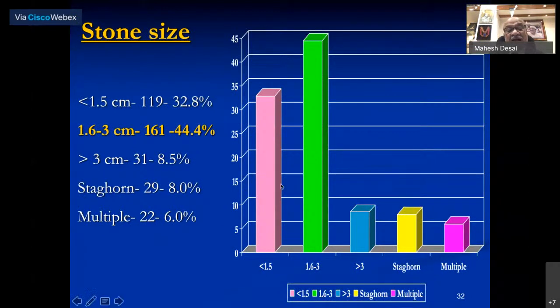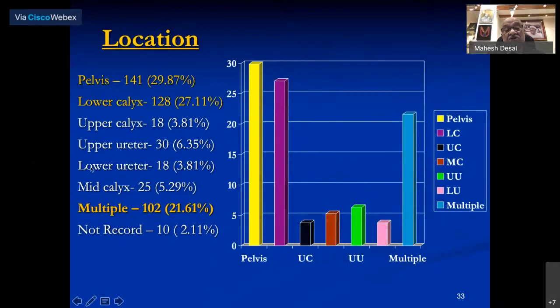Now, we found that every size of stone is associated with recurrence, but the maximum is up to 3 centimeters. You have a high recurrence of the stone. But with a staghorn calculus and multiple calculi, they have a recurrence, but not as much as a smaller stone. Probably they recur faster. Again, as for location, we found the pelvic stone or a lower calyceal stone recurs, or multiple stones recur much more in this group of recurrent stone patients. But still, in all the calyces, there is some percentage of recurrence.